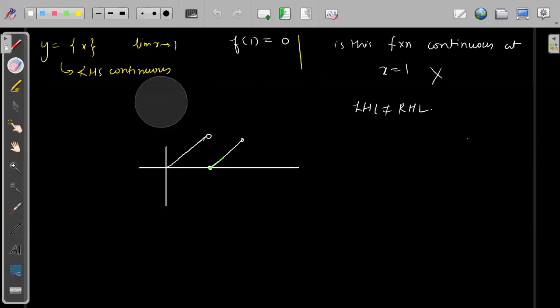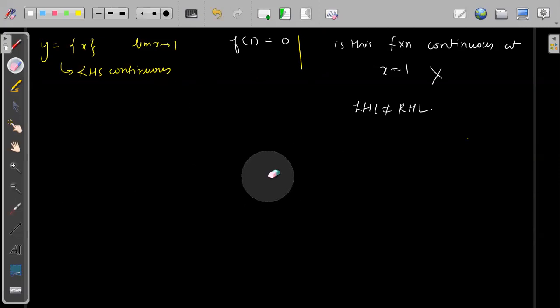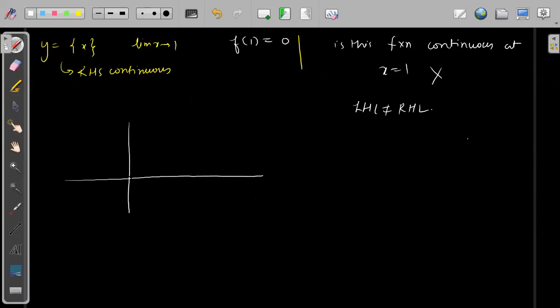Okay. Let's see. For the fractional part of x, if I draw the function, it is something like this, right? If I'm talking about x equals 1, then f of 1 will be 0. That means this point. On the right hand side, I'm able to draw the function from this point, right?